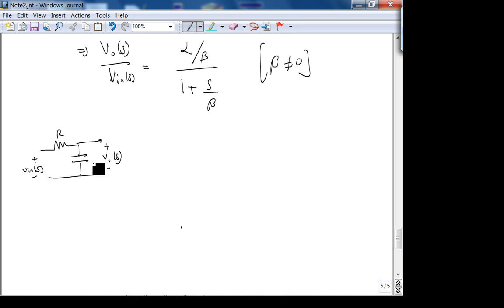What? I mean, if you struggle with this, you're screwed on the exam, right? What's the impedance of the capacitor? Yeah, you should know that. Boom, like Peter said, 1 over SC. Okay. Now, let's see if this works, all right? V of S over Vin of S is what?